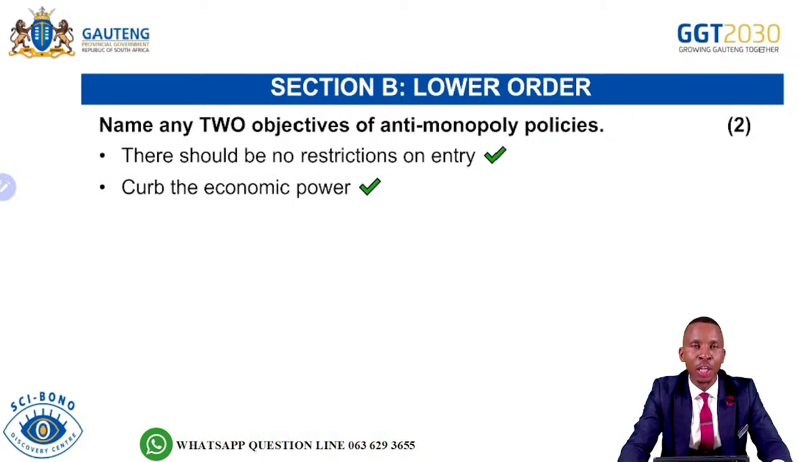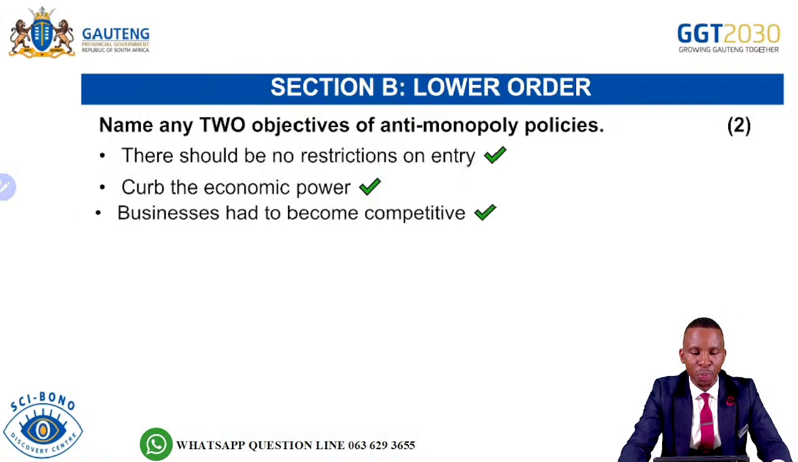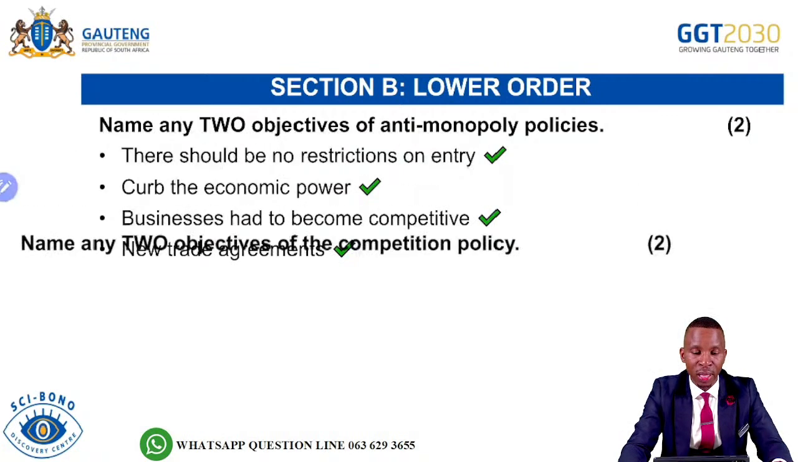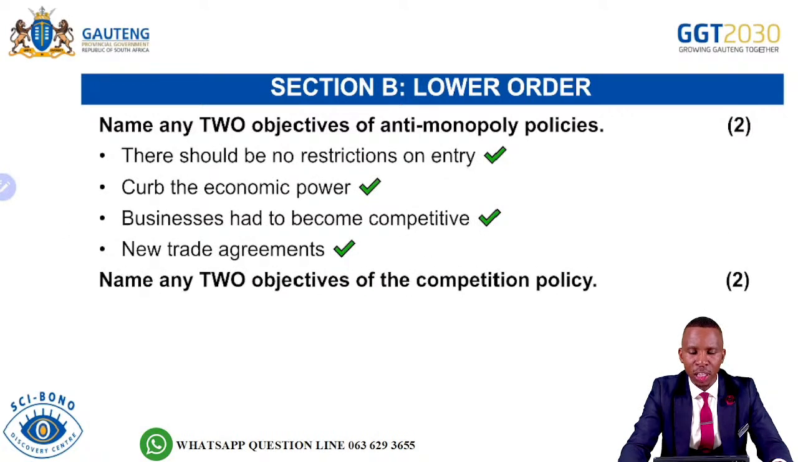Curb the economic power. Businesses should not be using power to restrict the entry of other businesses. And then also businesses have to become competitive, because of the high level of competition within the market. New trade agreements. So there will be new trade agreements being agreed upon within the economy or within the market. Name any 2 objectives of the competition policy.